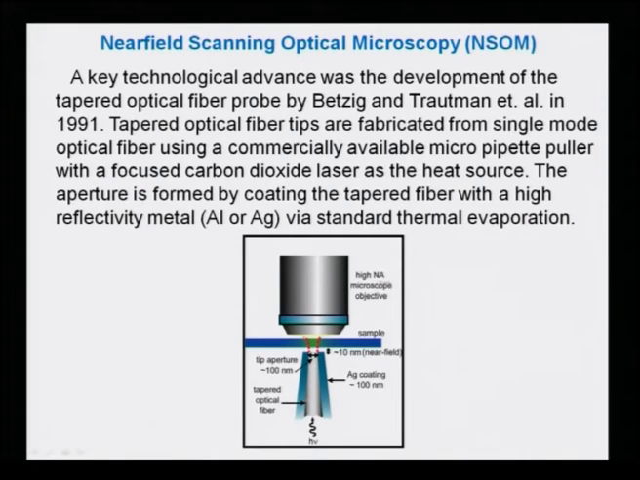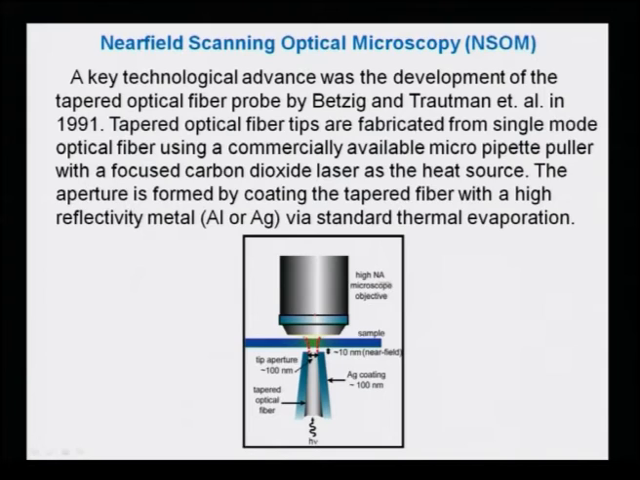And then this is actually a high numerical aperture optical microscopy objective. So this detects whatever is reconstructed after this light beam passes through the sample surface. And that's what is done in a near field optical microscope. So instead of a light, one can use a laser beam.